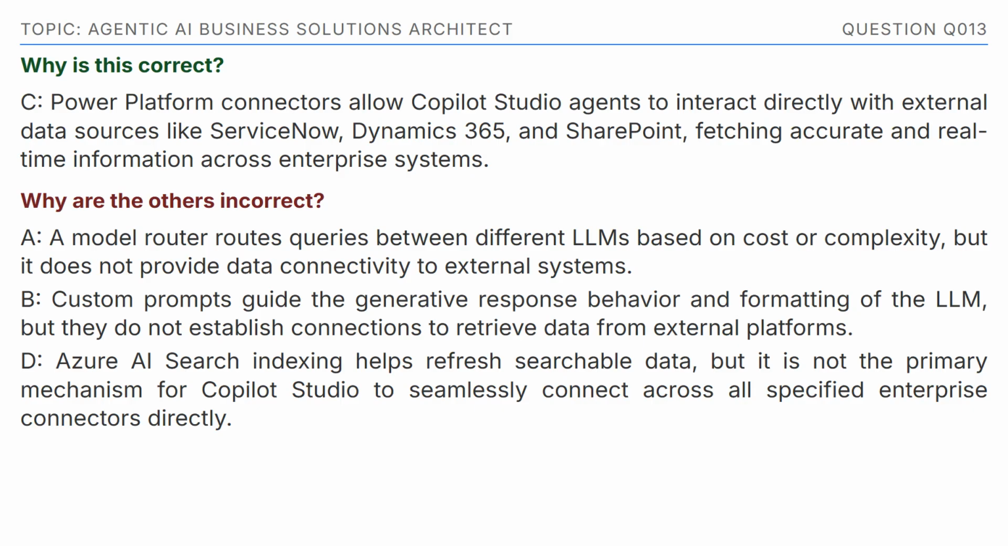Why are the others incorrect? A. A model router routes queries between different LLMs based on cost or complexity, but it does not provide data connectivity to external systems. B. Custom prompts guide the generative response behavior and formatting of the LLM, but they do not establish connections to retrieve data from external platforms. D. Azure AI search indexing helps refresh searchable data, but it is not the primary mechanism for Copilot Studio to seamlessly connect across all specified enterprise connectors directly.